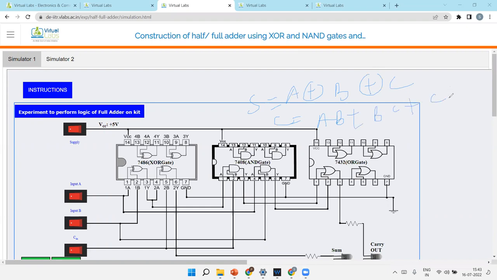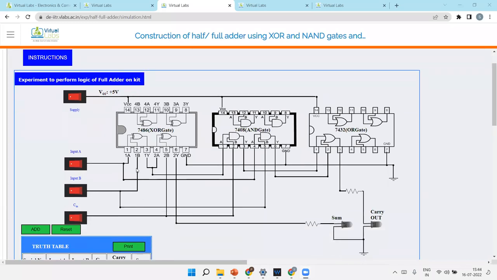So now you can think which component you want. For XORing, you want an XOR gate. For multiplication, A into B, B into C, C into A, you want an AND gate. And for adding, AB plus BC plus CA, you want an OR gate. So we want XOR, AND and OR gates, three ICs. If you want to prepare the circuit on the breadboard, you can do that also. Again, LEDs for sum and carry.